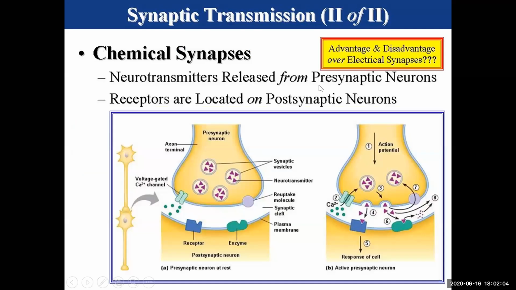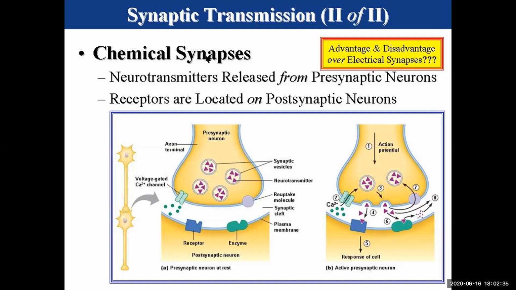Chemical synapse, this is basically the majority of cell-cell communication, through synapses. So the advantage of chemical synapse over electrical synapse is directionality. The disadvantage of chemical synapse compared to electrical synapse is that chemical synapses are slower.